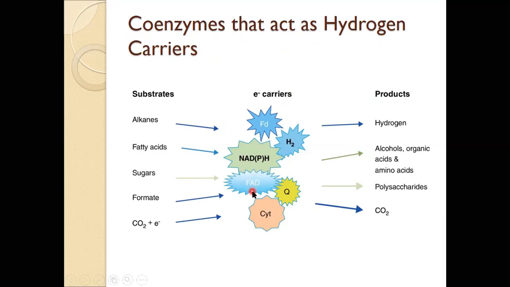FAD from riboflavin, NAD from niacin, FMN from riboflavin, and NADP from niacin. So we have many cofactors now. Lipoic acid act as a hydrogen carrier. FMN act as a hydrogen carrier. So we have many coenzymes derived from vitamins that act as hydrogen carrier.